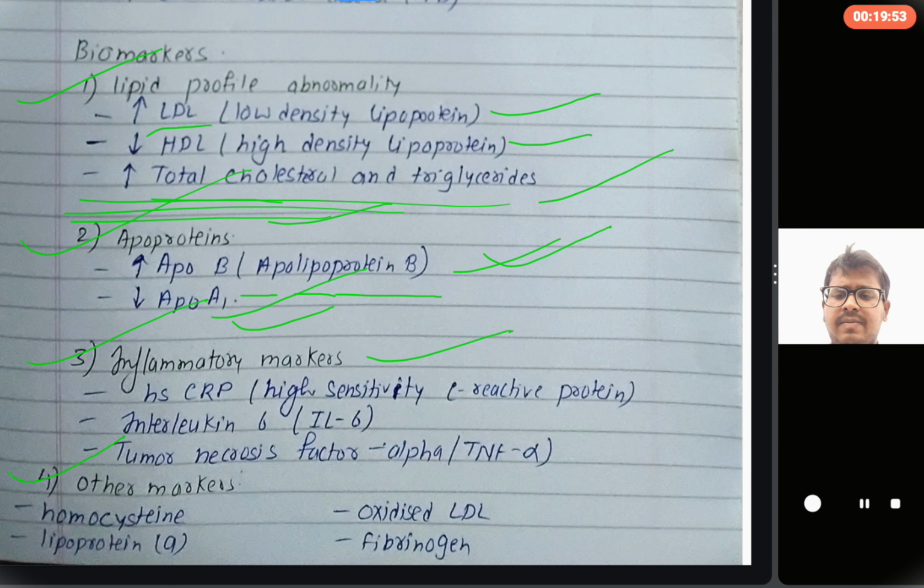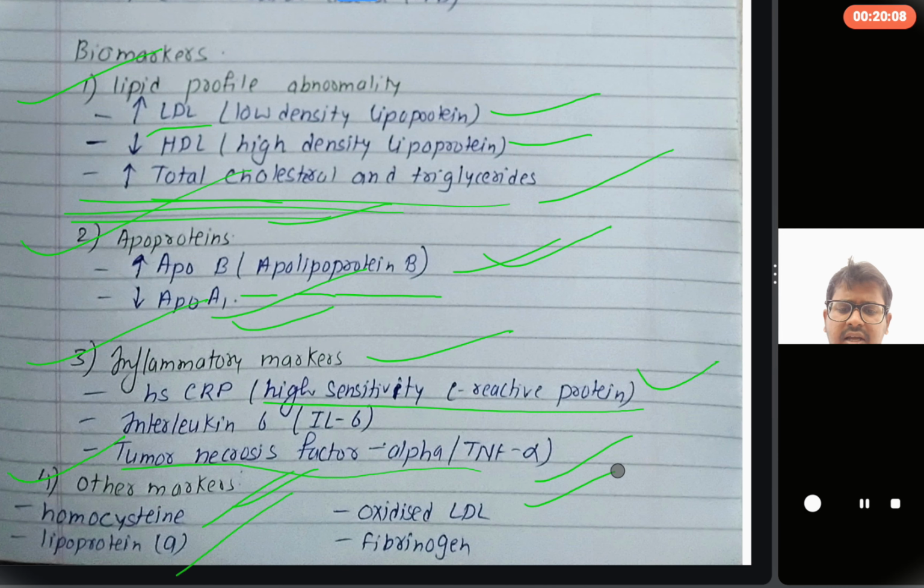apo A1 decreases. Third is inflammatory markers: high sensitive C reactive protein, interleukin 6 and tumor necrosis factor alpha, TNF alpha. Another marker is homocysteine, lipoprotein A, oxidized LDL and fibrinogen.